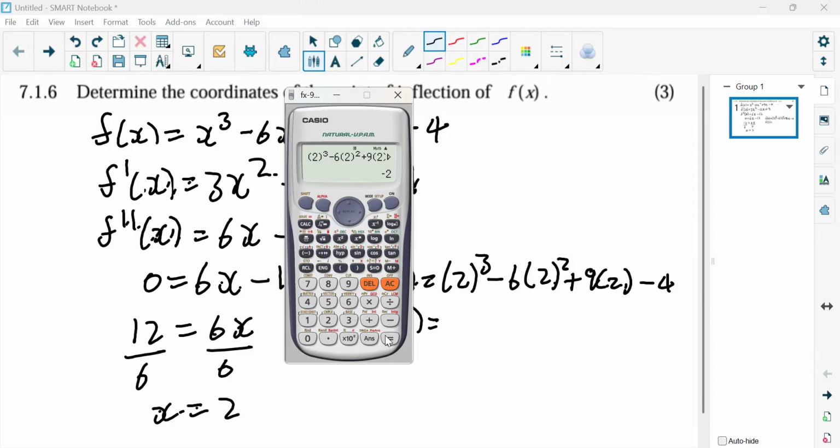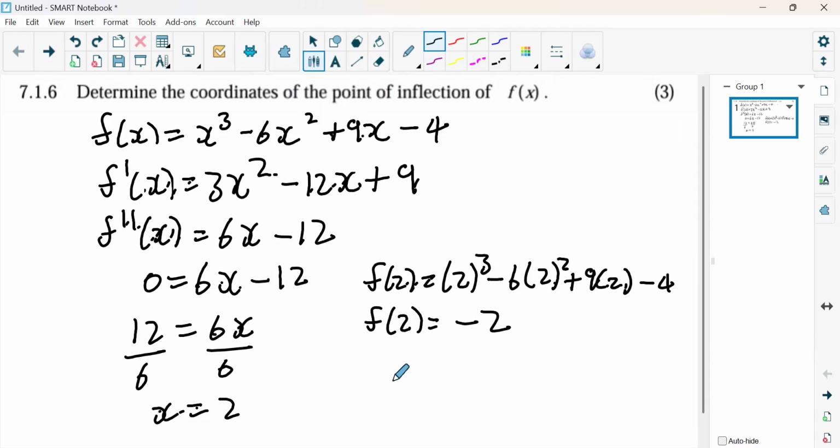What do you get as the answer? I get the answer is minus 2. Okay, so we got our answer as minus 2. So when x is equivalent to 2, our y is going to be minus 2.